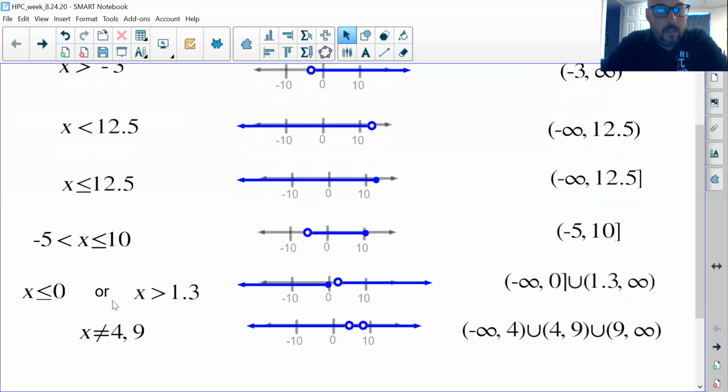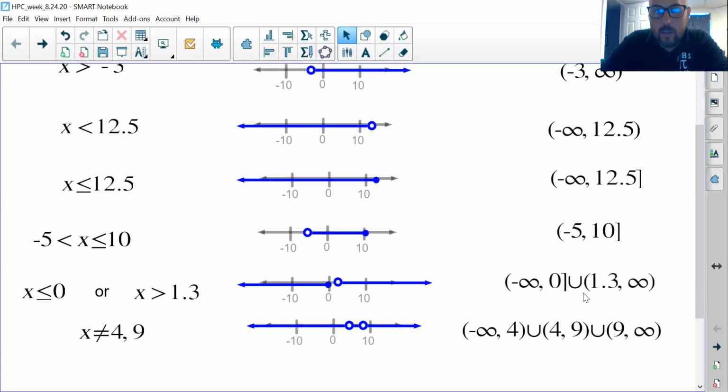Another compound: x is less than or equal to 0, or x could be greater than 1.3. So on the left, these are all the numbers that are less than or equal to 0. And on the right, these are all the numbers that are greater than 1.3. So here we have two groupings that are separated from each other. So we need to connect them somehow, and we use this symbol.